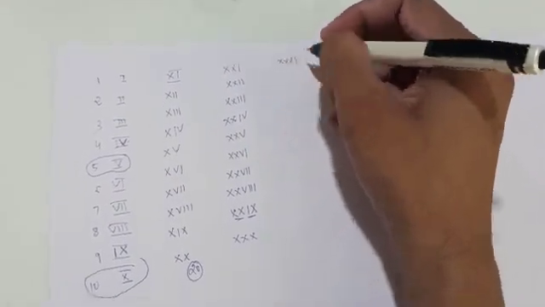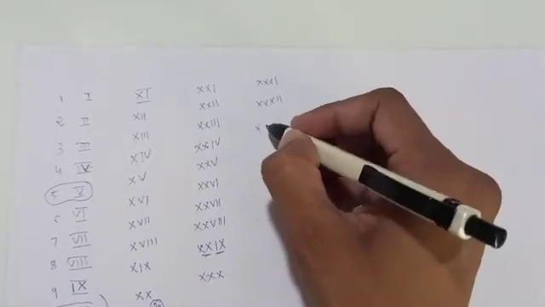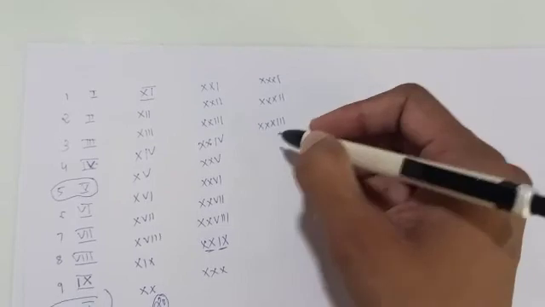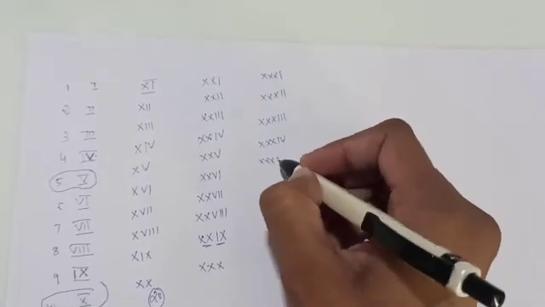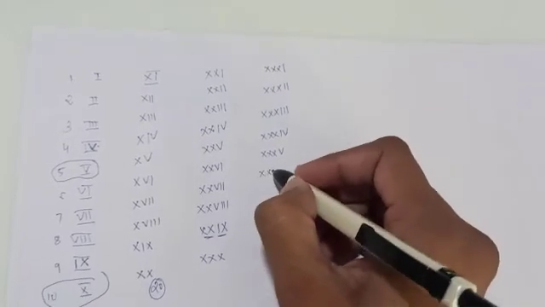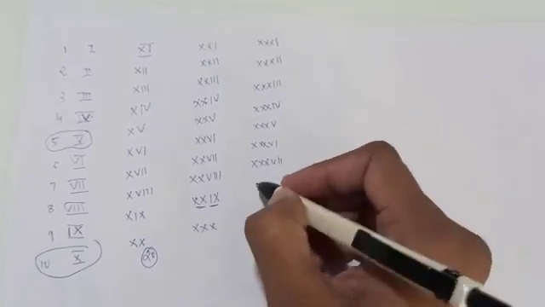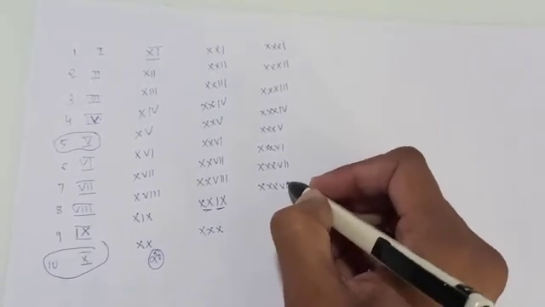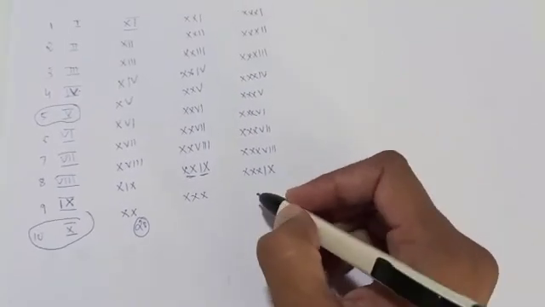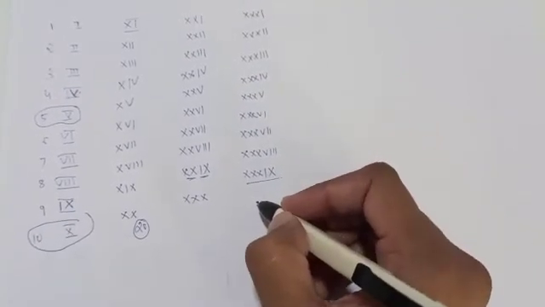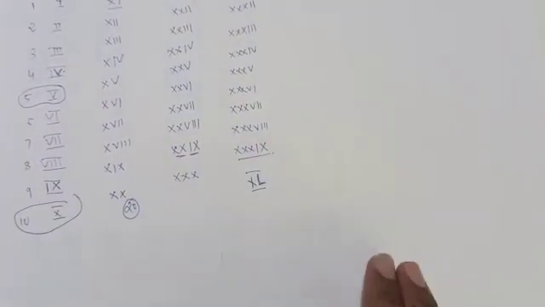Then 31, 32, 33, yes, 34, 35, 36, 37, 30 and 8, 30 and 9, 39 and 40. For 40 we have to write XL. Okay.